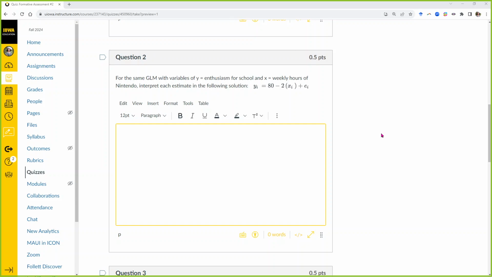Pretend you're in kindergarten and you have a feeling thermometer when you walk in. Your enthusiasm for school, 0 to 100. If you played 0 hours of Nintendo, your expected value for your enthusiasm for school is going to be 80, right? 80 out of 100, which is not bad. However, let's say you played 10 hours of Nintendo over the weekend or however this is measured. Now, your expected enthusiasm for school is going to be 60. It's going to go down, right? It's going to go down by 2 points for every hour you play of Nintendo. And that's what we're looking at here.